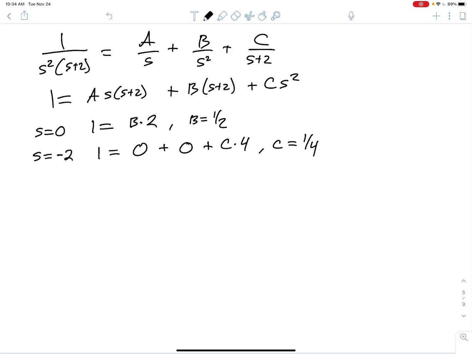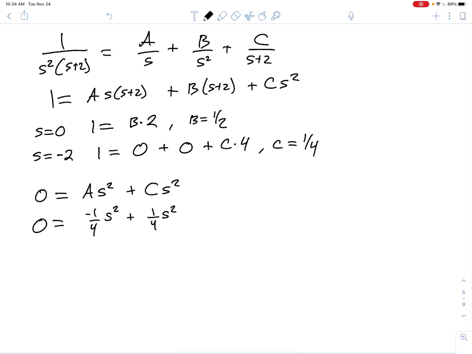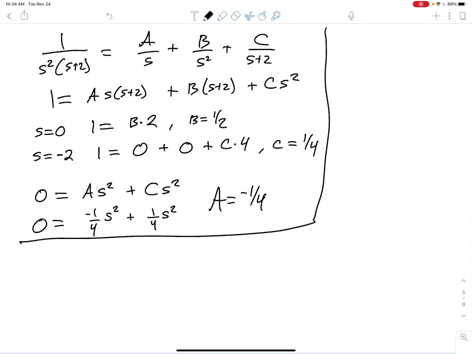And then I suppose we could note that there are no s squared terms on the left-hand side, but there are a s squared terms and c s squared terms on the right-hand side. So just looking at the two s squared terms here, we know that c is 1/4. And so a, in order to get 0 s squareds on the left-hand side, must have been negative 1/4 to get those to cancel. So a must have, in fact, been negative 1/4. Okay, so there's one of our partial fractions completed.